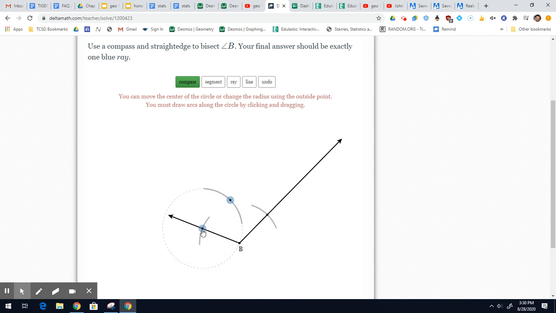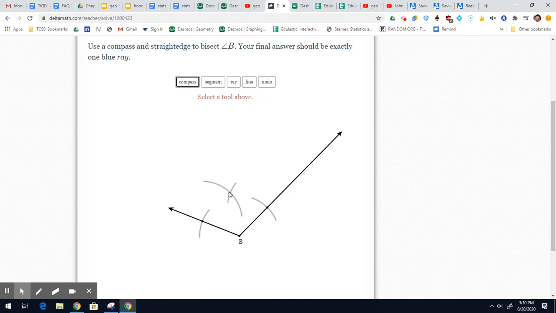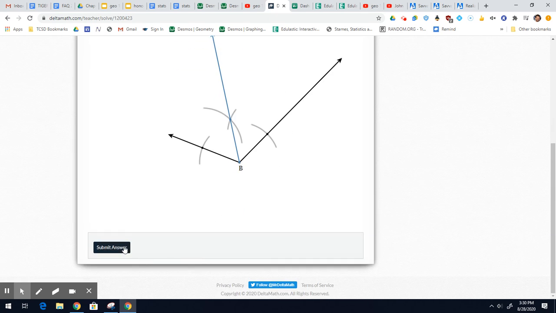Then I'm going to bring this center of the circle over to this intersection point, and draw another arc inside the angle so that it crosses there, and boom, I've created that intersection point. That's very important. That's that point in the interior of the angle. Take my compass away, and this point is what I'm going to connect to B to make the ray that is the angle bisector. What I've done is I've just taken this angle and cut it into two equal or congruent angles.